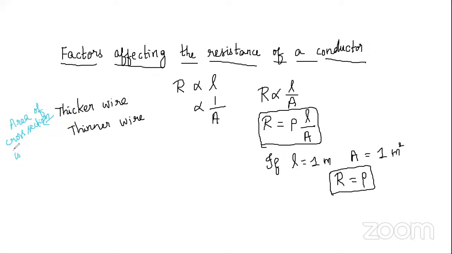So area of cross section is more for a thicker wire. So that means here resistance is inversely proportional to area. So area is more, so a thicker wire has less resistance, while a thinner wire has more resistance.